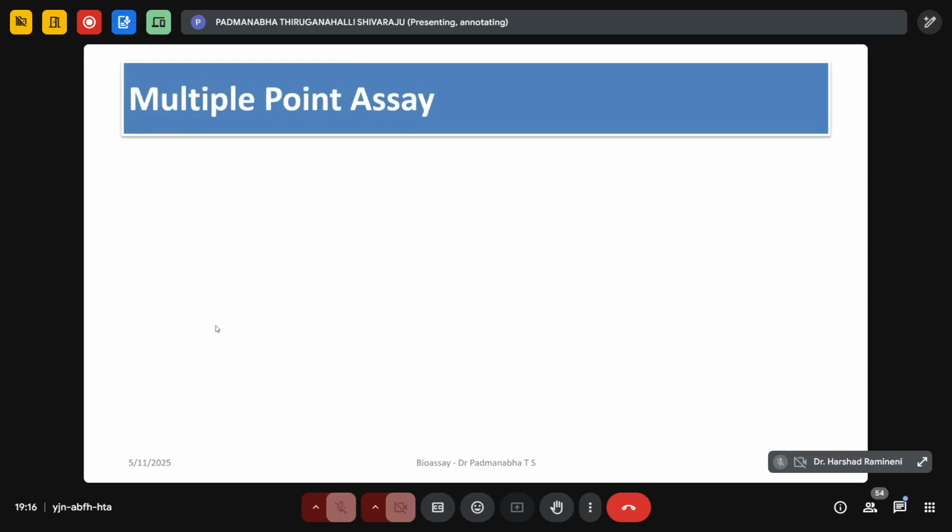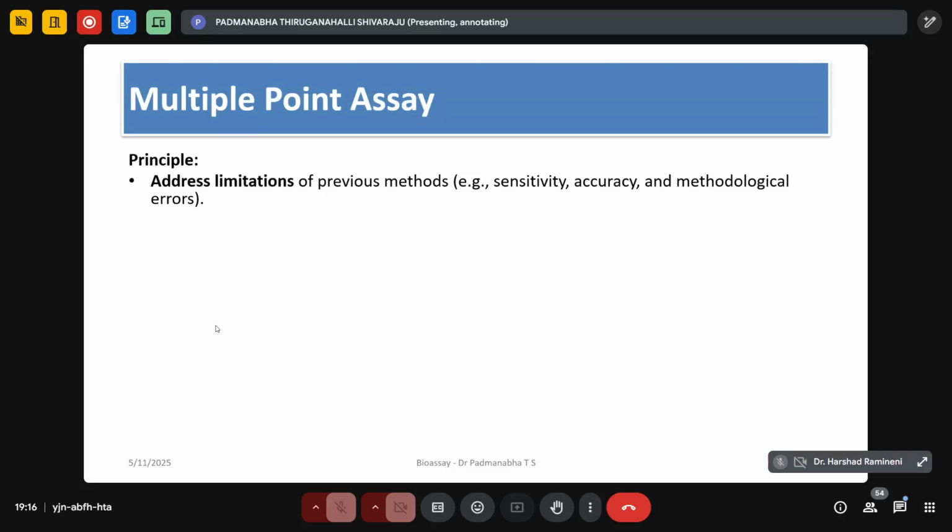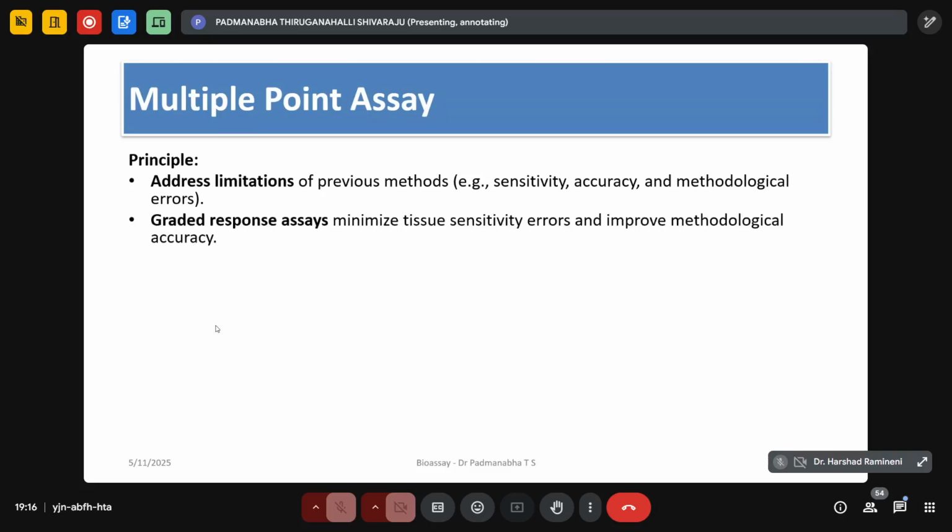Coming to the multiple point assay, where you are going to use multiple responses. This multiple point assay will address some of the limitations of the other assays, like sensitivity and accuracy; methodological errors can be removed by using the multiple point assay. Since we are taking a graded response assay in the multiple point assay, we are minimizing the tissue sensitivity errors, and we can improve the methodological accuracy. That means we are increasing the reliability of the assays.